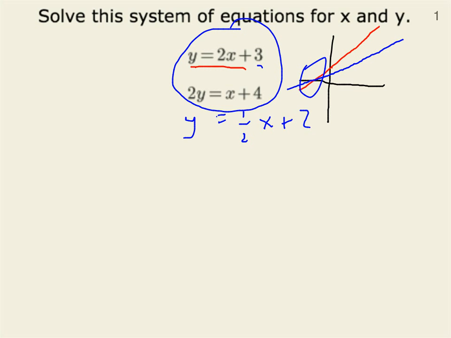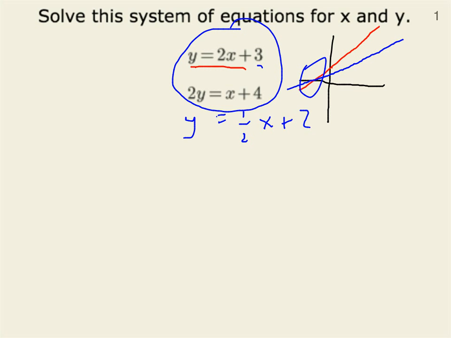So what I'm going to do next is some algebra to see if I can figure out which values of x and y these cross at. But I would certainly expect the x value to be negative and the y value to be not too far away from 0. So let's see what we can find out.